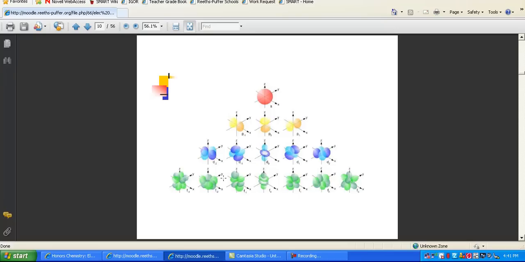And the F-shaped clouds, you were not asked to draw. They have seven different orientations. You should pause the video here and spend as much time as you need to carefully draw the S, P, and D-shaped orbitals. You need to draw one for the S, three for the P, and five for the D. When that's accomplished, start this lesson again.